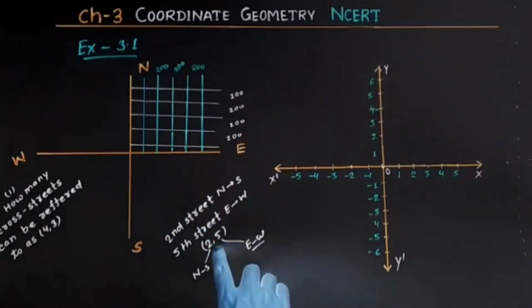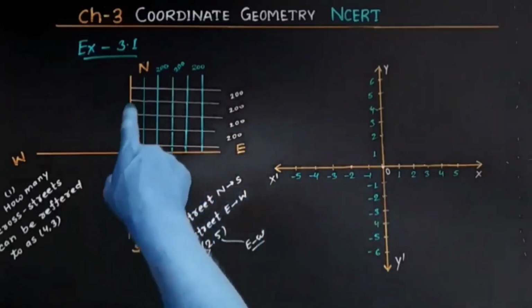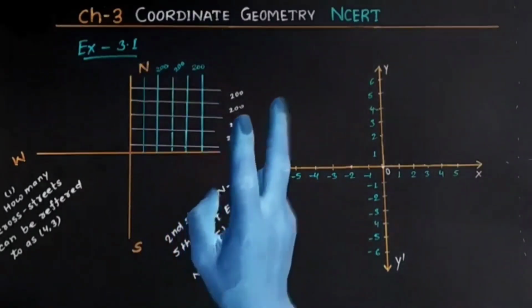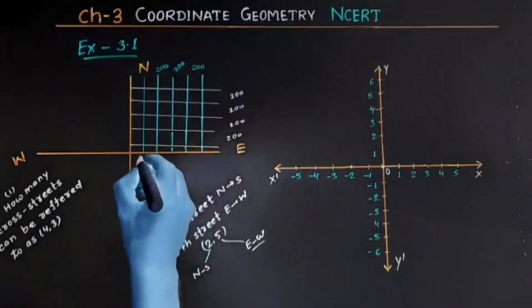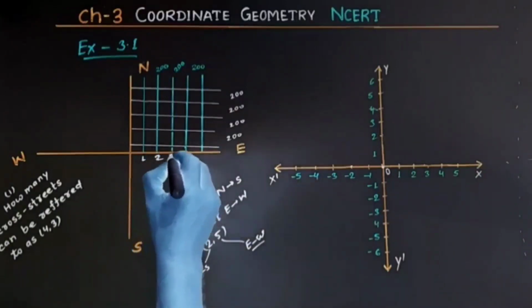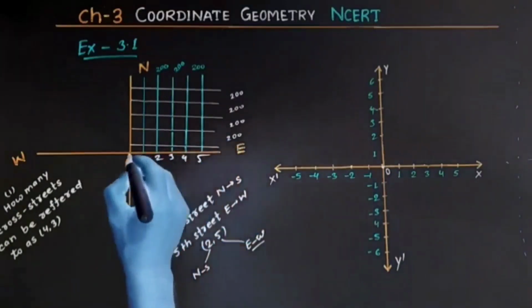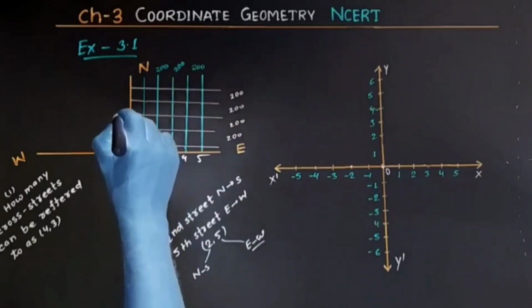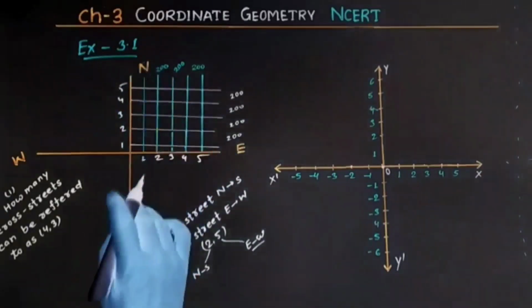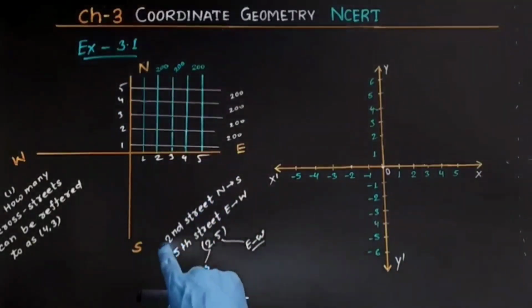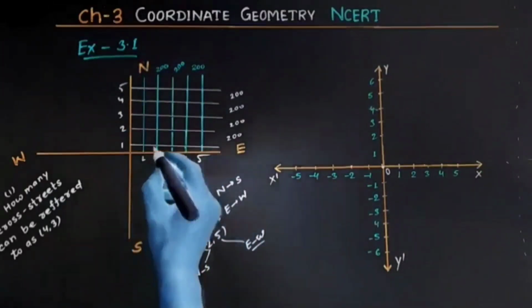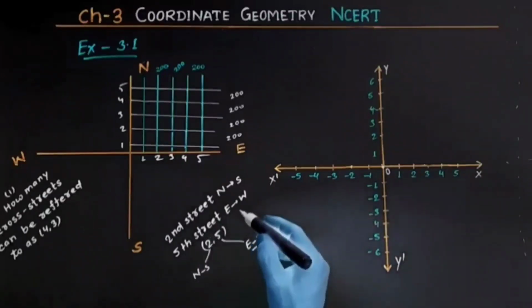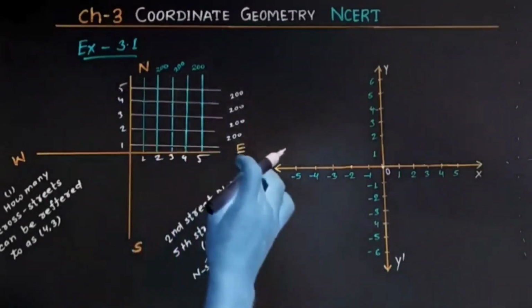This is exercise number 3.1, question number 2. 5 horizontal streets and 5 vertical streets are given to you, and your question is, how many cross streets can be referred at 4, 3 and how many cross streets can be referred at 3, 4? The answer is unique. So a unique cross street at 4, 3 and a unique cross street at 3, 4.